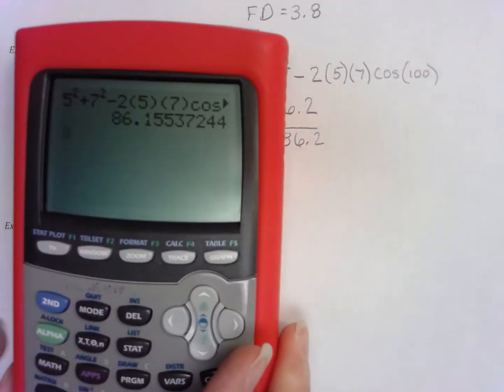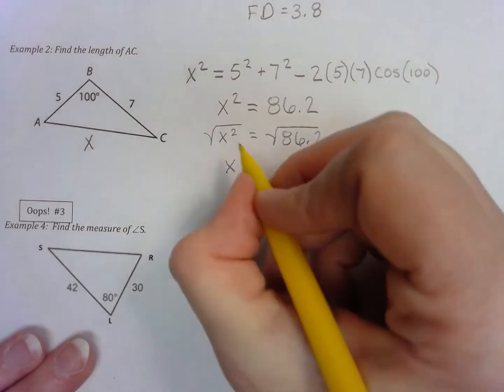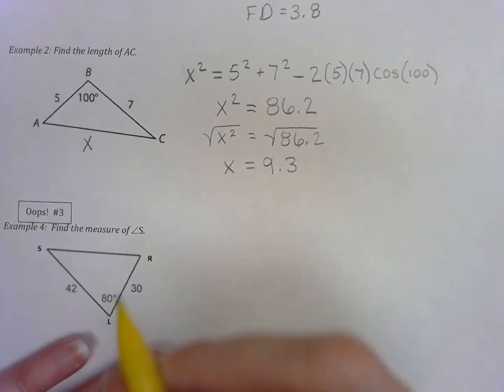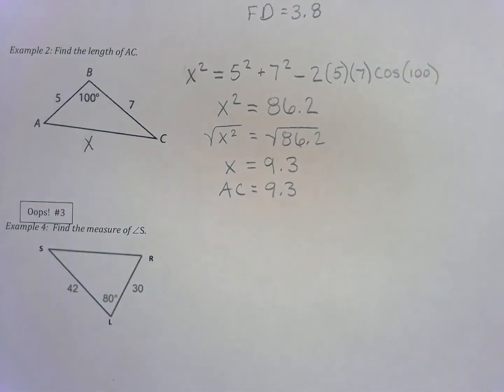Once we take that square root, we'll find our missing side. So 86.2 when we take the square root is 9.3. So our side that we were looking for, AC, is 9.3.